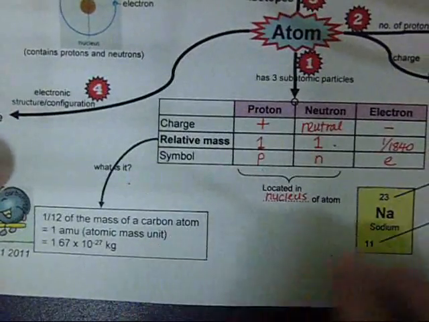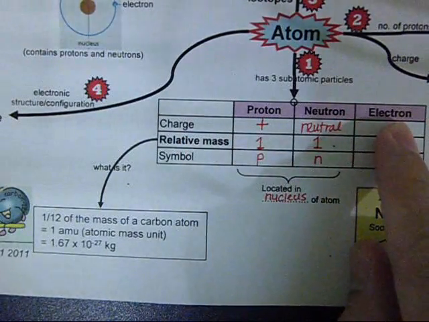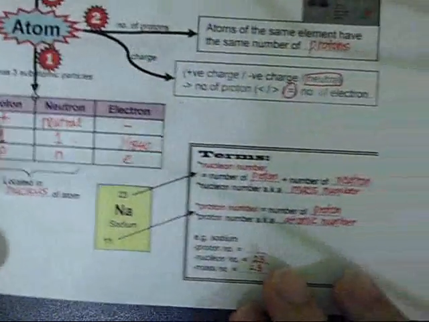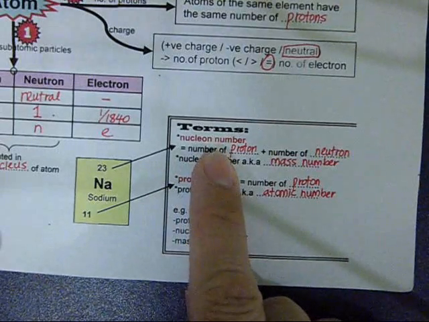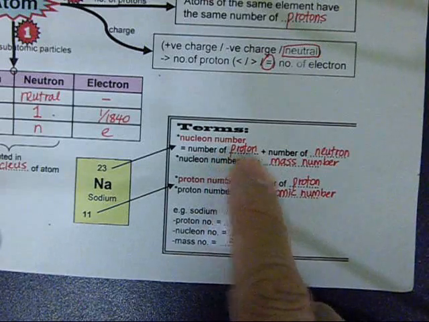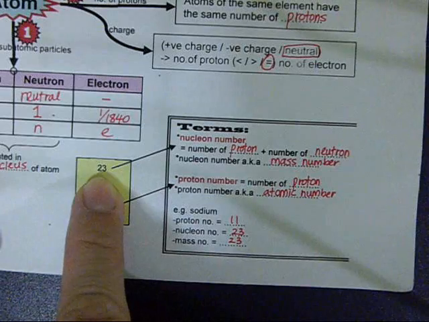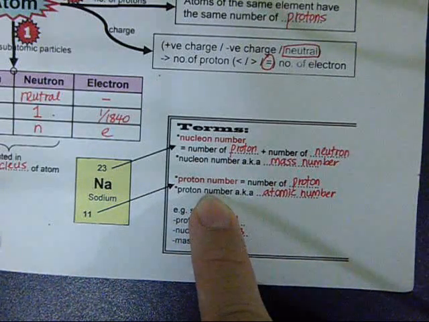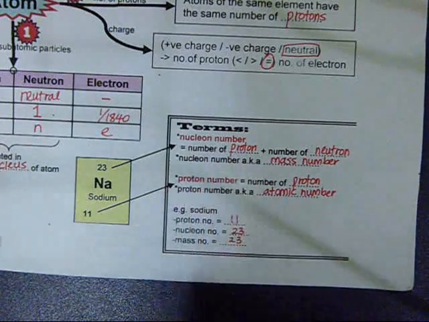In this table, you must remember the charge for proton, neutron and electron, the relative mass as well as the symbol. This one is very important. Nucleon number. There are many terms here. Nucleon number is the same as the mass number, which is the number of protons plus neutrons, and which is actually the same as the top number. The bottom number is the atomic number or the proton number, which is basically the number of protons. So must remember this table.